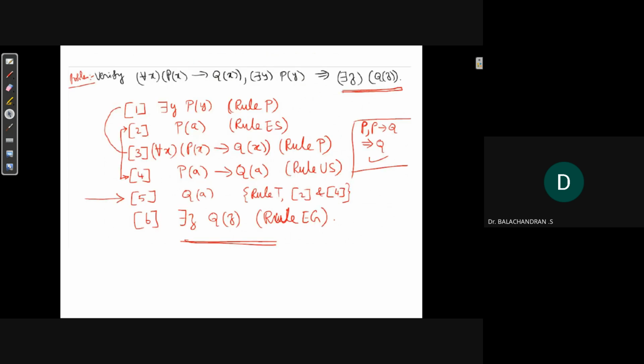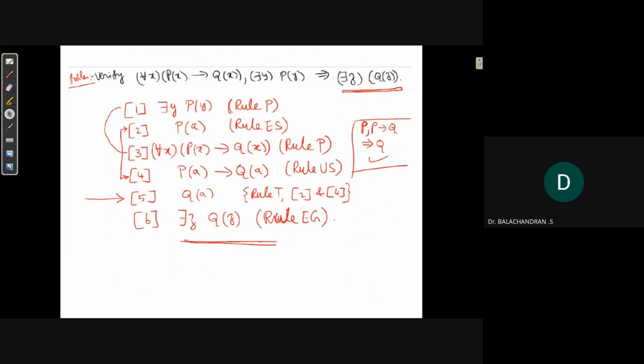Okay, so we'll discuss two more problems and then I will finish quickly. Verify: for every x, P of x implies Q of x. This is the first premise. The second premise is there exists y, P of y. The conclusion is there exists z, Q of z.